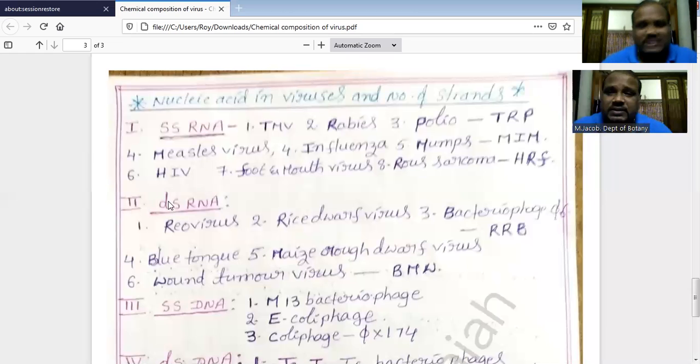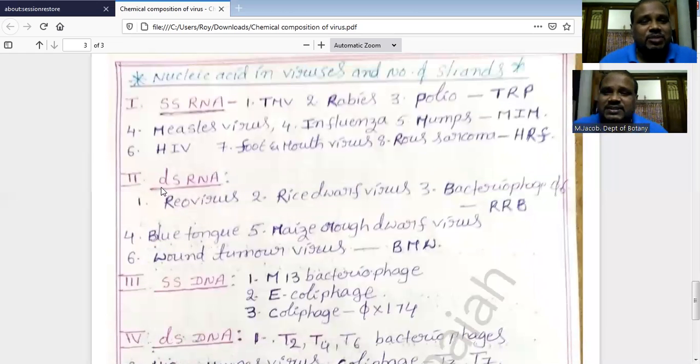Now, the second one is double-stranded RNA. In Reovirus, rice dwarf virus, bacteriophage Phi6, bluetongue virus, maize rough dwarf virus, and wound tumor virus, double-stranded RNA acts as genetic material.